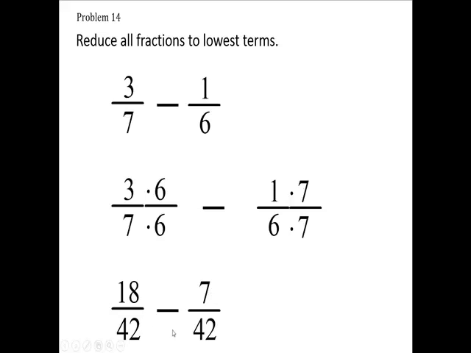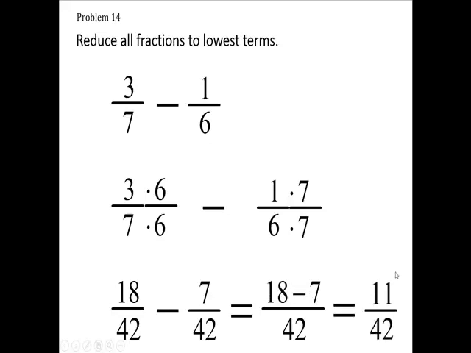Now what kind of fractions do I have here? Common denominator 42, that makes these like fractions. And when you subtract like fractions, I get a like fraction. And we get it by combining the 18 and the negative 7. Okay? All right, so we have our 42. 18 minus 7 is 11. And that's already simplified.